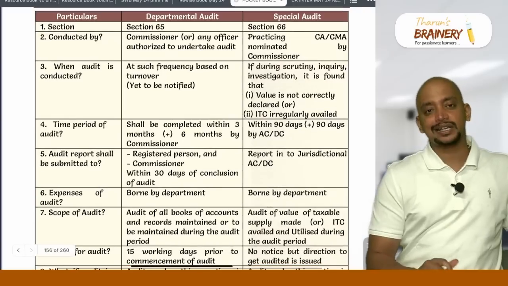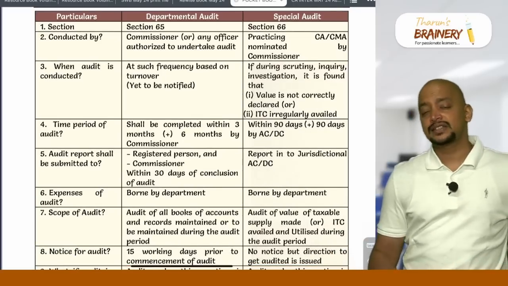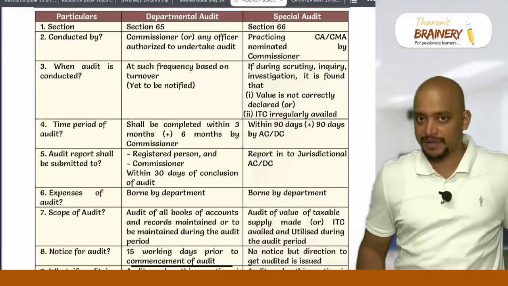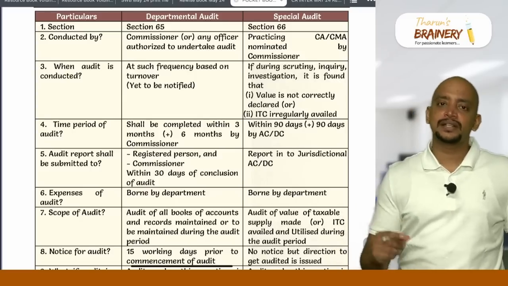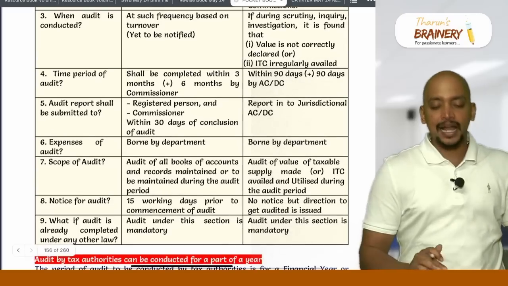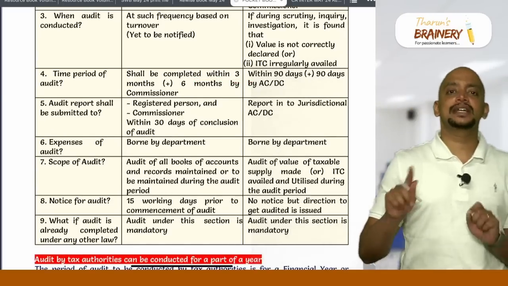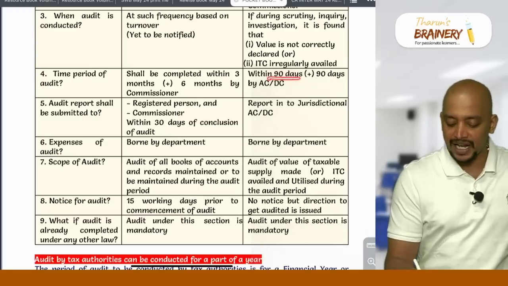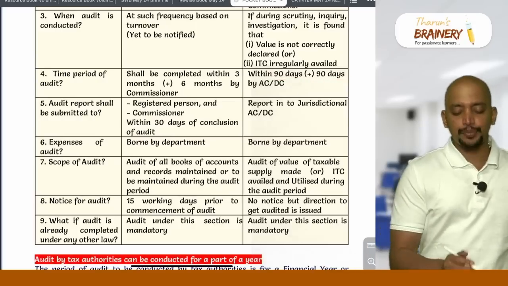When is the audit conducted? Department audit is usually conducted based on some frequency, and whenever they have reasons to believe that there is some evasion, they will immediately do the department audit. Whereas special audit will be conducted whenever there are some discrepancies in the valuation, value of supply, or the ITC. Then time period of audit: department audit should be completed within 3 months, and it can be extended for a further period of 6 months, whereas special audit should be completed within a period of 90 days, plus it can be extended for a further period of 90 days.